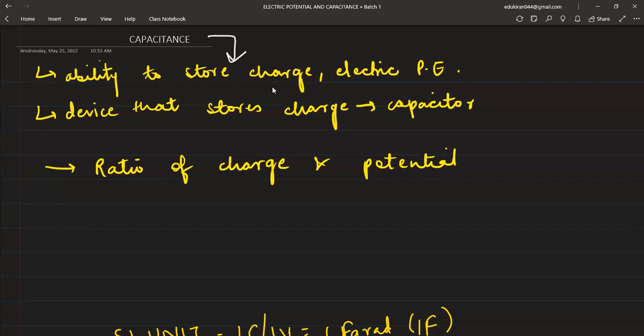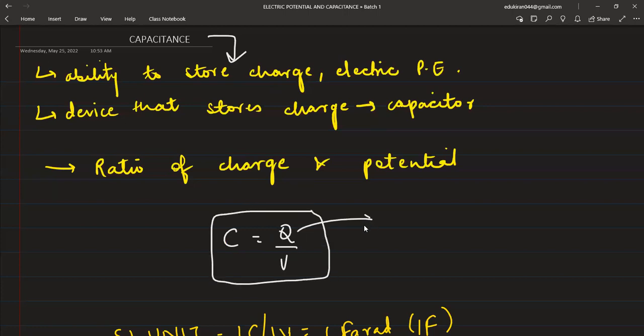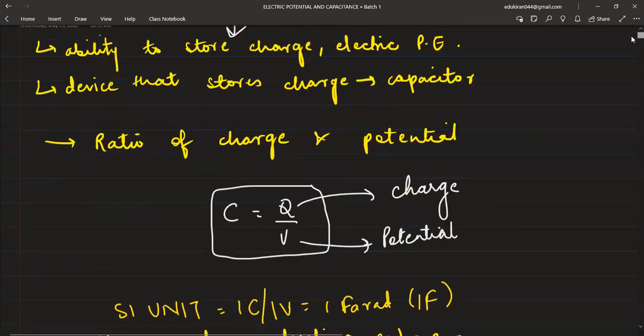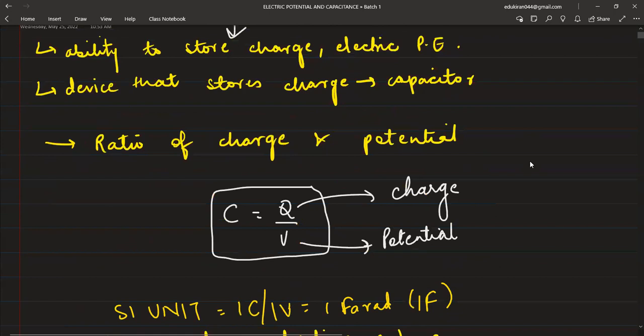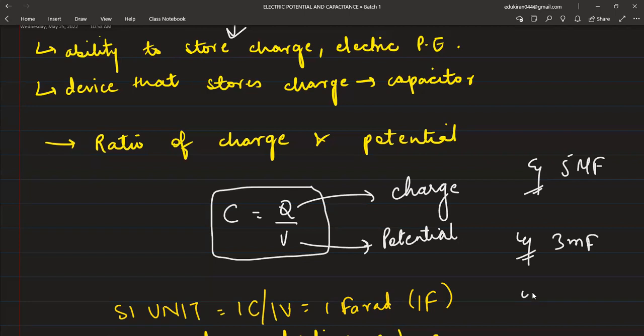So the ratio of charge and potential is called capacitance. Capacitance has a formula, charge divided by the potential, and it's a very important formula. Q is the charge and V is the potential. SI unit is farad. 1 farad, like this you will see examples, 5 microfarad, or 3 millifarad, or 4 picofarad, like this. This is the example. Write it down.